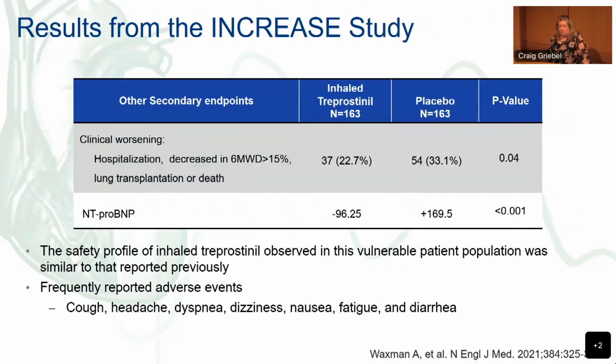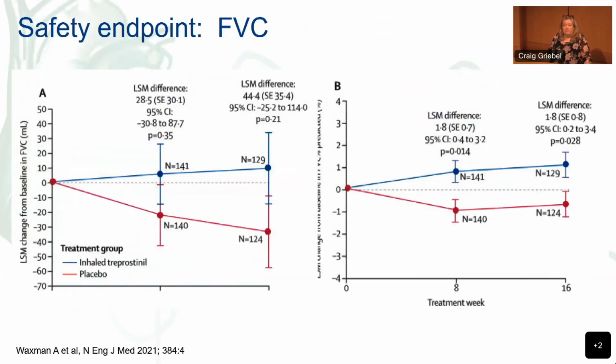And then it also showed that there was decreased clinical worsening and improvement in NT-proBNP. And so all these endpoints were aligning in the right direction, and there was no safety signal that was any different than the safety signal that was seen in the pulmonary arterial hypertension studies, kind of the usual cough and headache and things like that. But even more interesting is they got forced vital capacity as a safety endpoint. Because they thought, here's these people have ILD, we're gonna have them inhale something. God forbid we make their ILD worse. So they followed forced vital capacity.